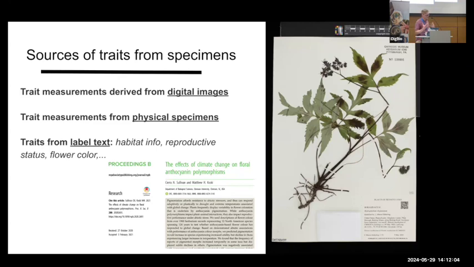And of course, it depends what you define as a given trait, but for instance, reproductive status or other especially discrete or categorical traits like flower color. And so here is just one example paper that's pretty cool that was published a couple of years ago, The Effects of Climate Change on Floral Anthocyanin Polymorphisms. And the entire paper used this label text for flower color. So whatever the collector wrote on the label, doing a really cool analysis of floral color polymorphism based on the herbarium record, but from those other notes, if you will, on the herbarium label.